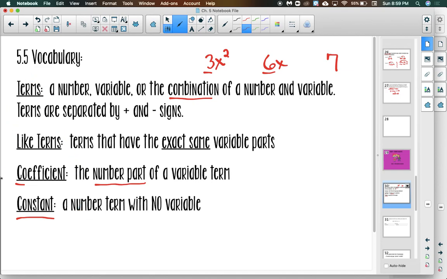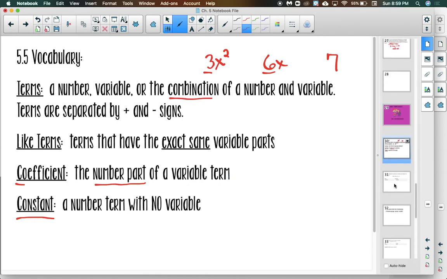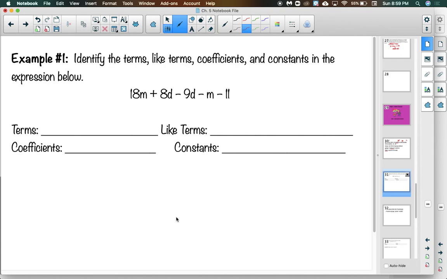Definitely make flashcards for these guys. You need to study. 7th graders tend to get coefficients and constants mixed up a lot. So you should study these and make sure you truly understand them because we're going to be doing a lot of questions like these example problems on quizzes and tests, study guides. So our first example here says to identify the terms, like terms, coefficients, and the constants in the expression below.